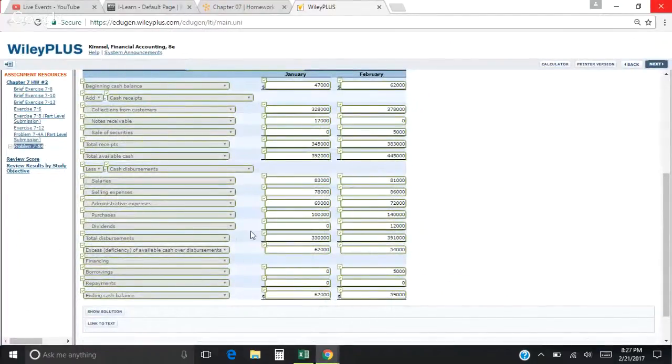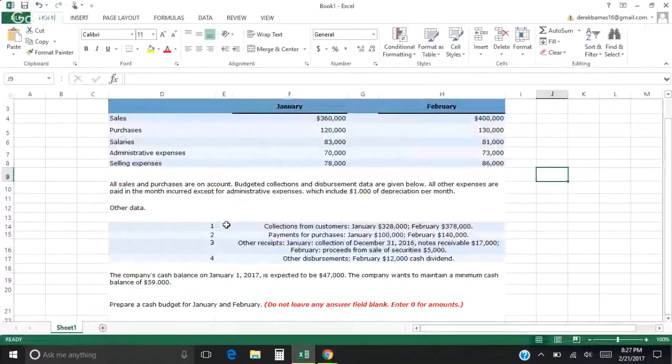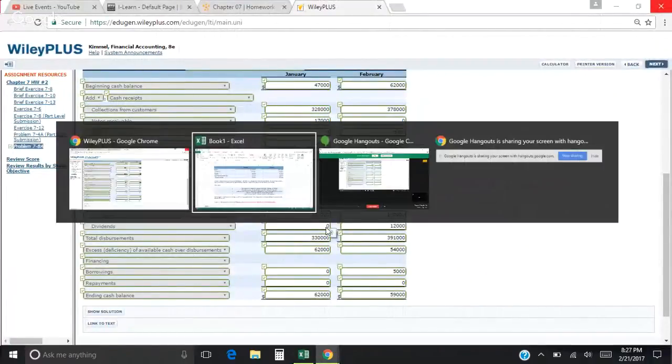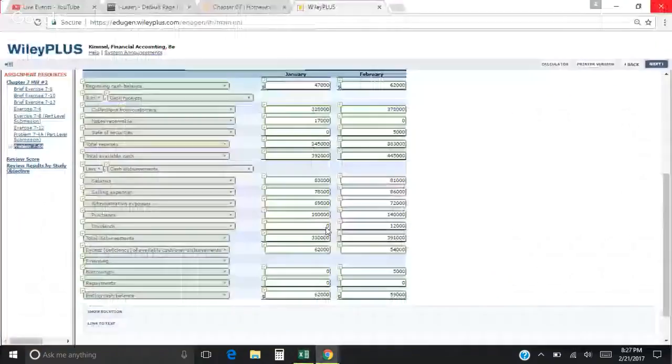Now, you had to add one more line in before we did a tally, so I thought, where did that come from? And I looked here in the notes, and it says right here on number 4, other disbursements, $12,000 cash dividend. So I put the dividend in under February because that's where it comes in. It says in the other notes in February. So we tally all the total disbursements of $330,000. Then you go to the excess or deficiency of available cash over disbursements, and we had an excess of cash in January of $62,000.